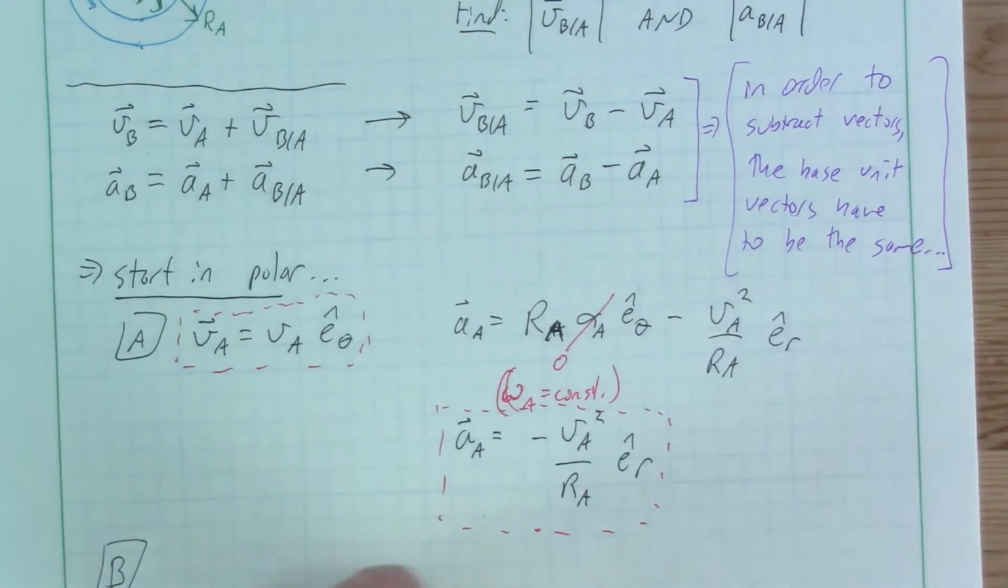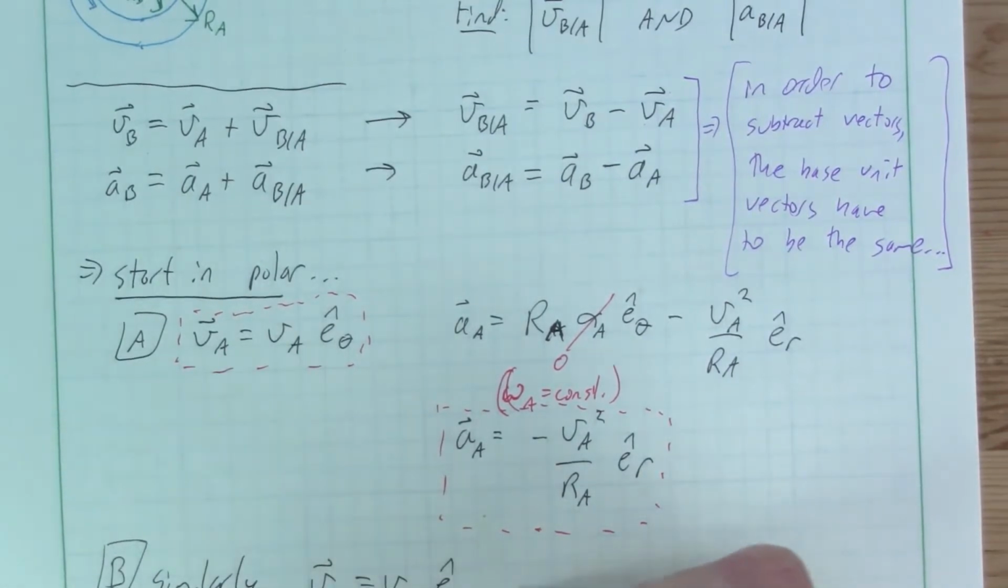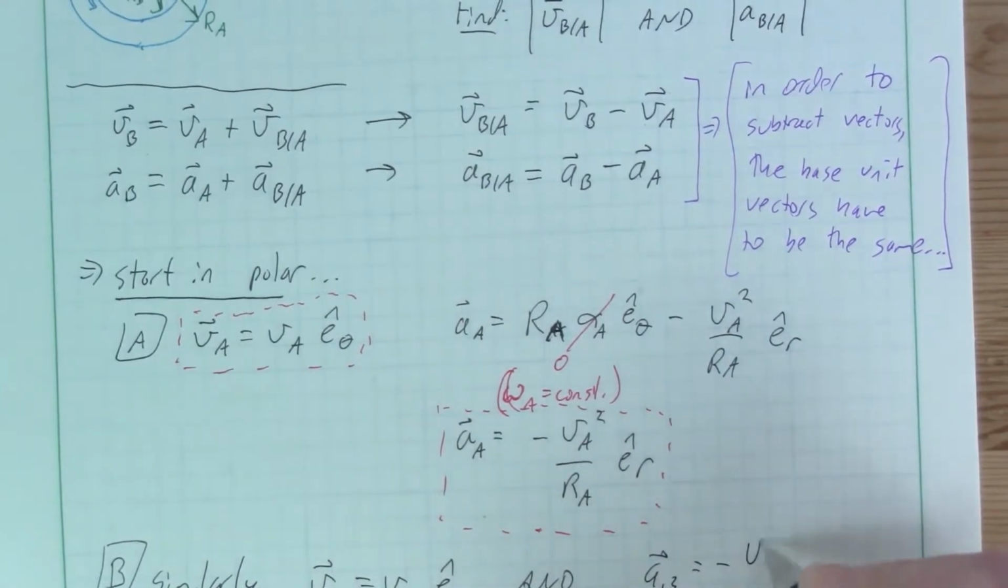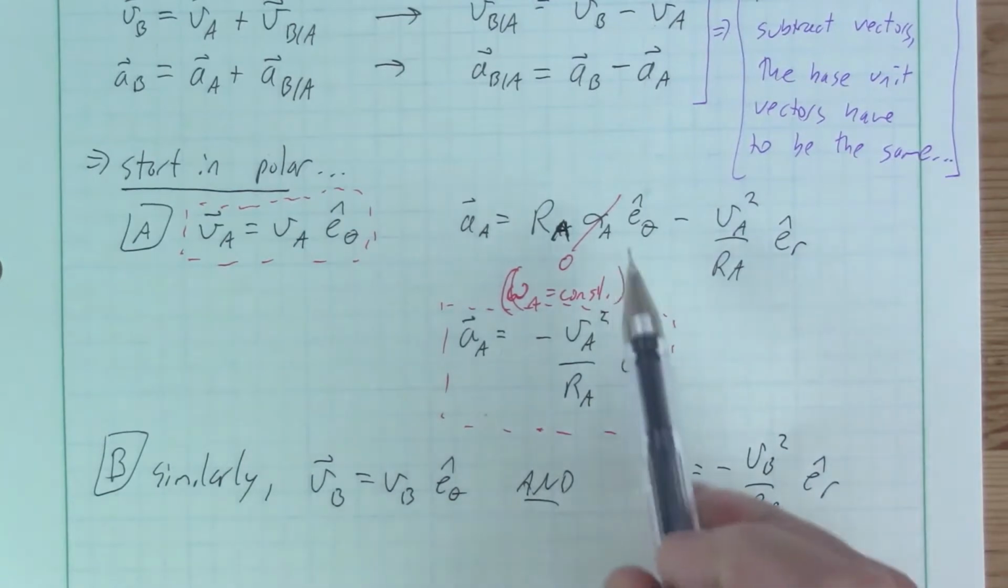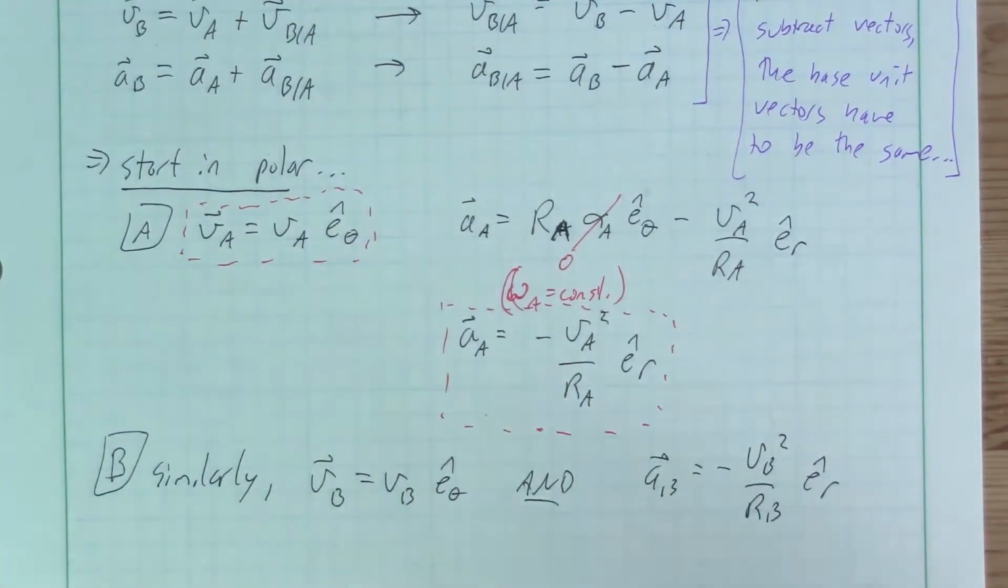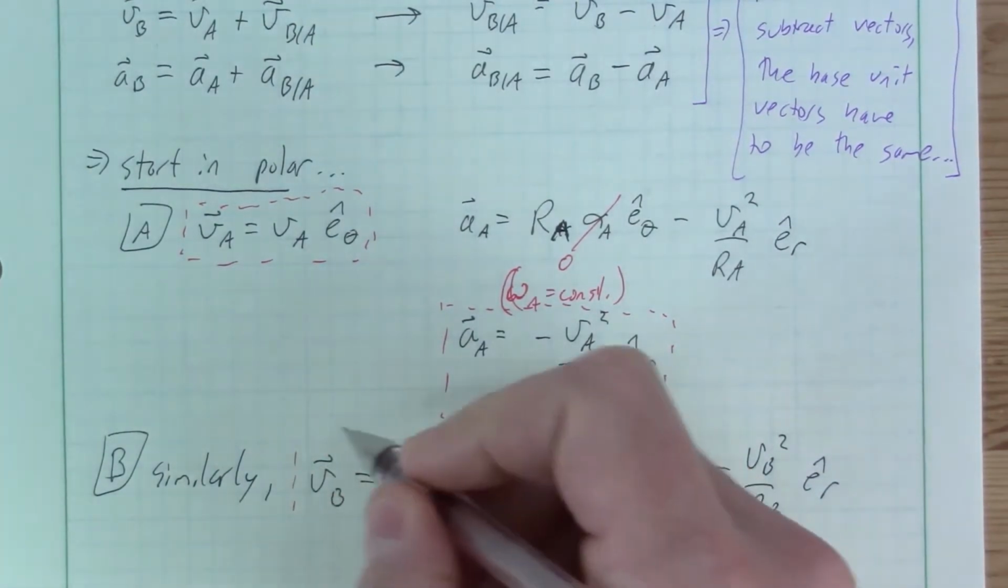So B, similarly, VB equals the speed of B in the e hat theta direction, and acceleration of B is minus VB squared over RB e hat r. Basically, you'd run through the same exact thing. Write down that the angular acceleration is 0, cancel that one out. Okay, so we have what we need.